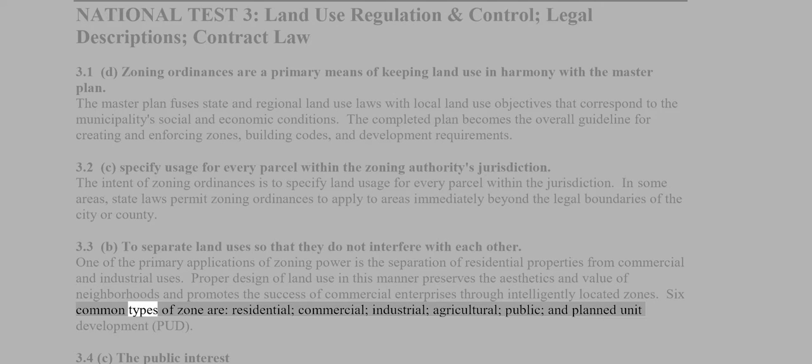Six common types of zone are: residential, commercial, industrial, agricultural, public, and planned unit development, PUD.